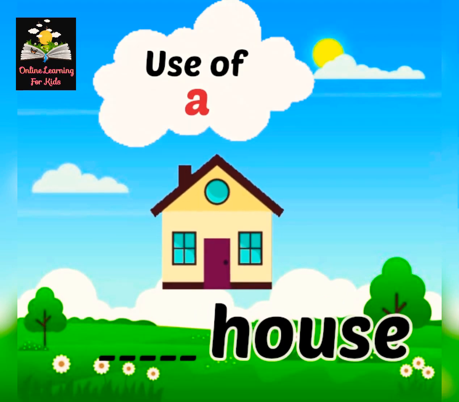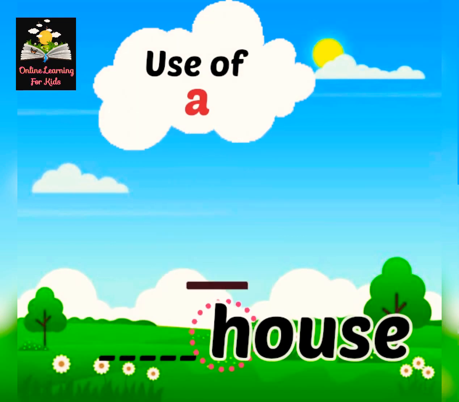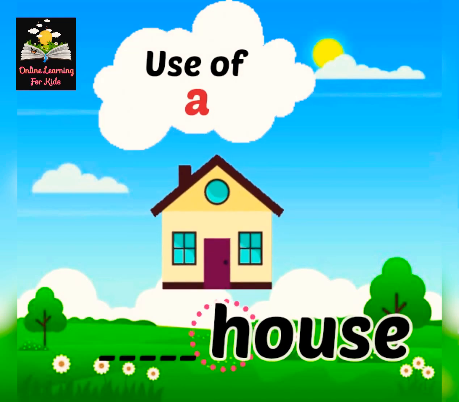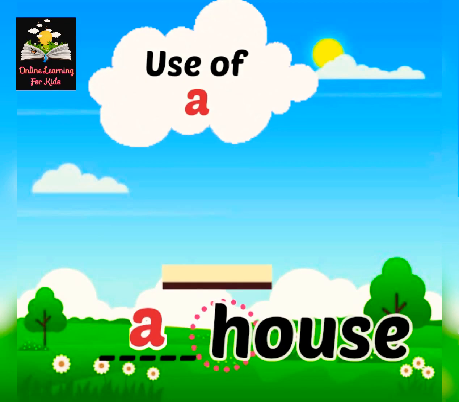Now this is the picture of a house. The word house starts with letter H, and letter H is also a consonant letter, so we write a before it.